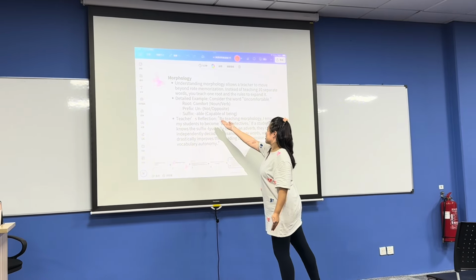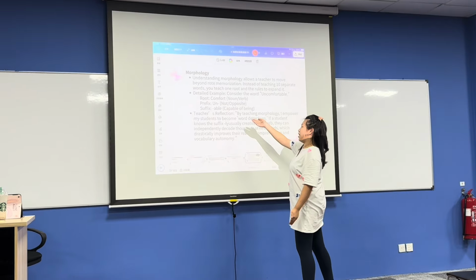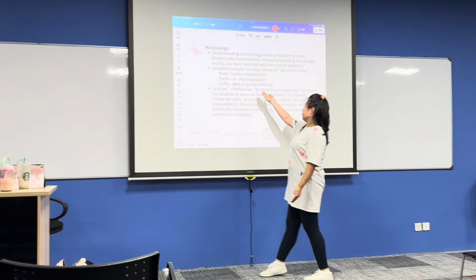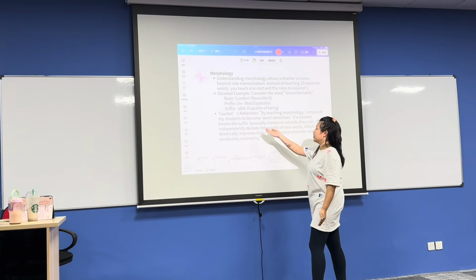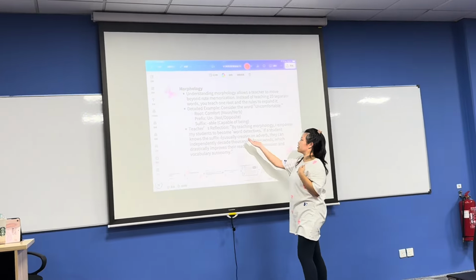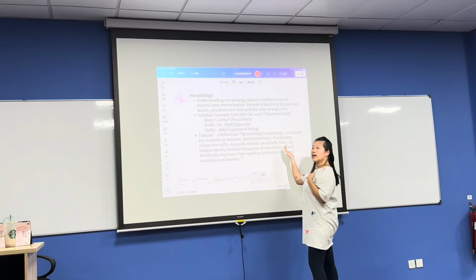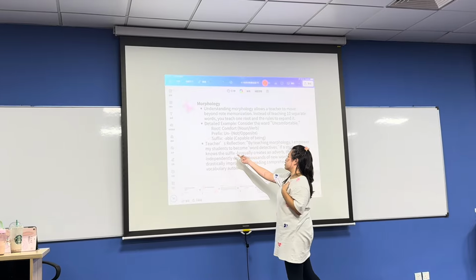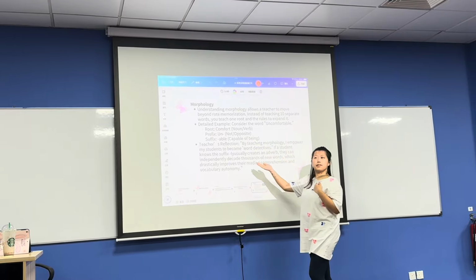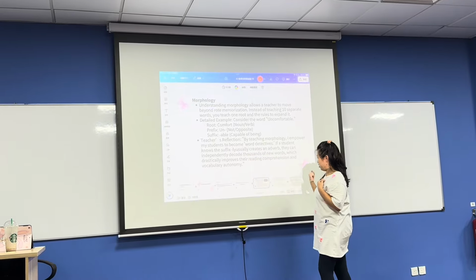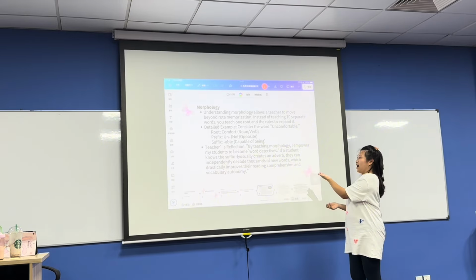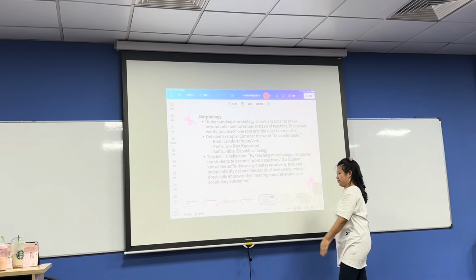Then the prefix, un-, which means not or also. The suffix is -able, capable of being. Then my reflection: by teaching morphology, I empower my students to become word detectives. If a student knows the suffixes like -ly, -ous, and -ful, they can independently decode thousands of words, which drastically improves their reading comprehension and vocabulary autonomy.